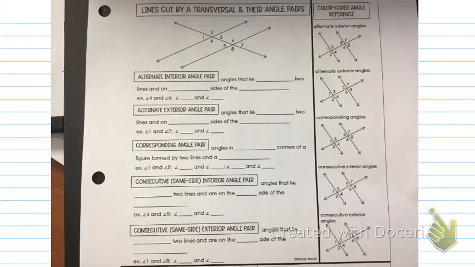So let's start with corresponding, because we kind of talked about that yesterday. So we're going to jump down to the third angle pair first. And corresponding angles are angles in matching corners of a figure formed by 2 lines and a transversal.